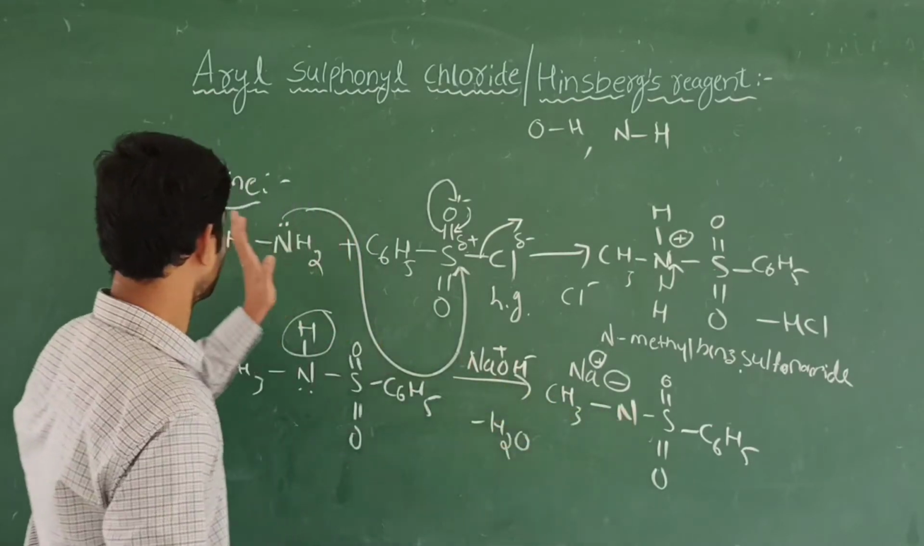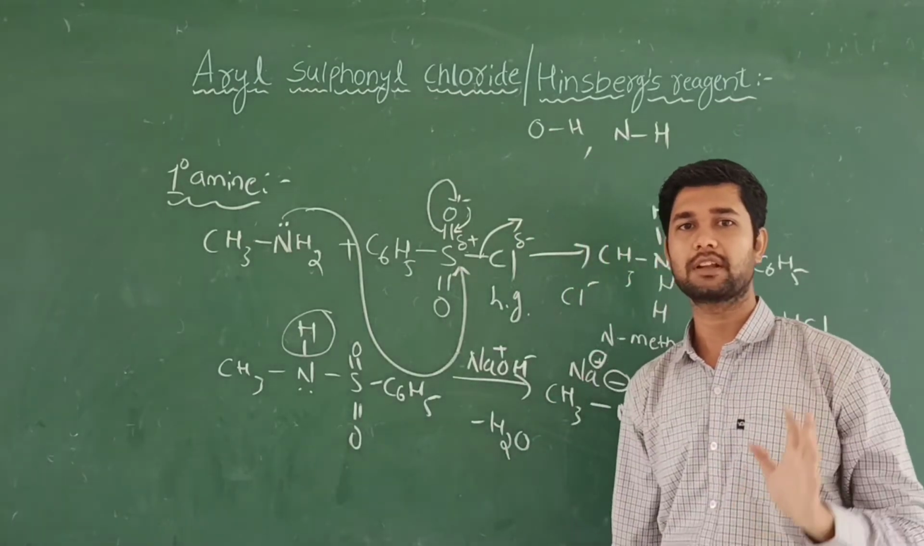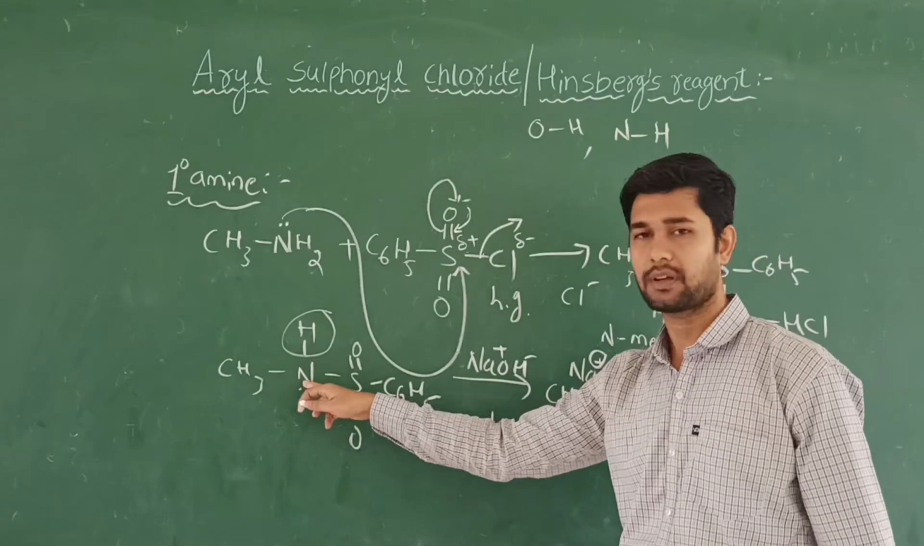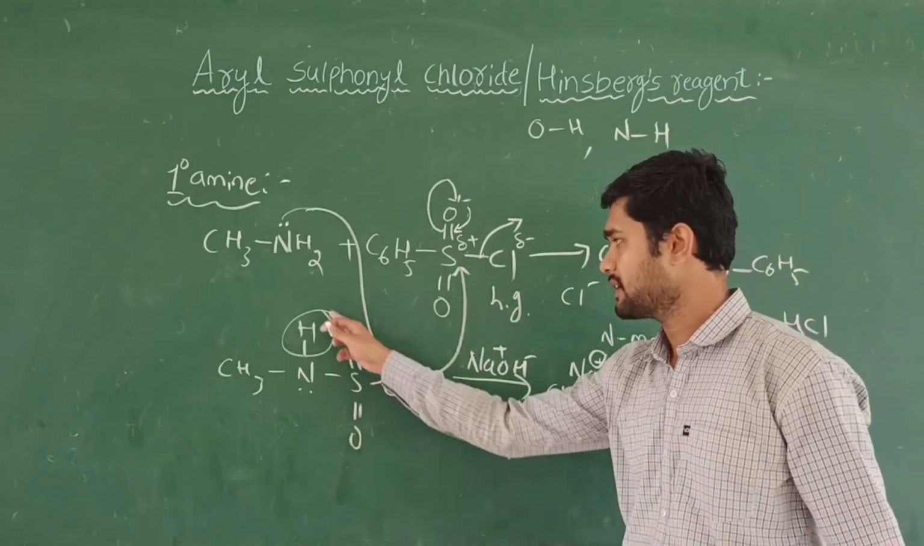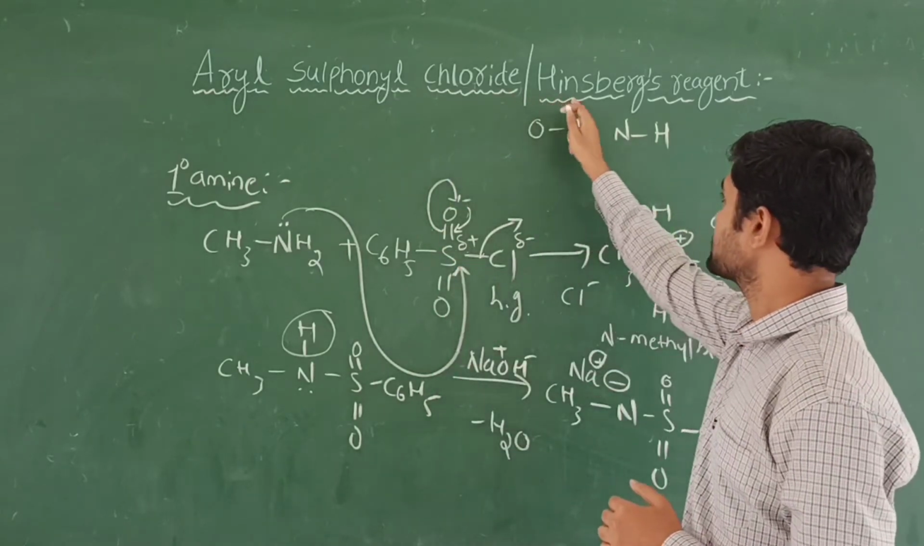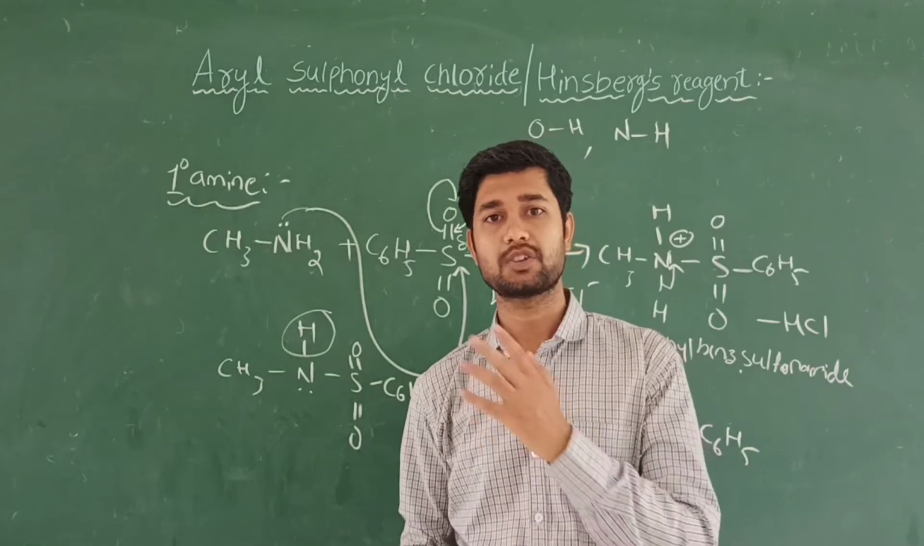So like this, the primary amine reacts with benzenesulfonyl chloride. Because this primary amine contains the acidic proton, the amine that contains the acidic proton is going to be called a primary amine based on this Hinsberg test. Let's see what happens in the secondary and tertiary amine.